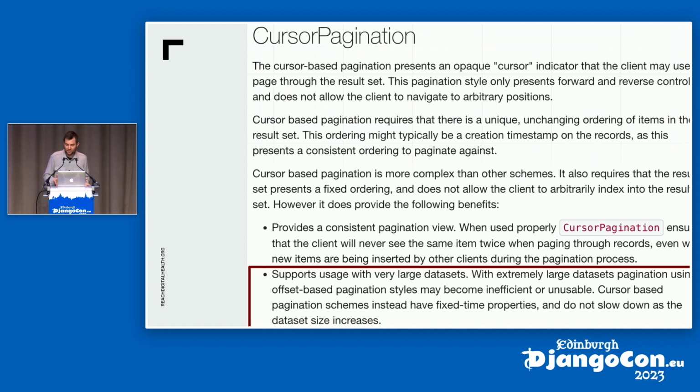It has some downsides. You can't navigate to an arbitrary position in the data set. You make your query, you get the first page, you get a way to get to the next page, and to get to the 10th page, you have to go through 10 pages. But for our use case, that's not really an issue.